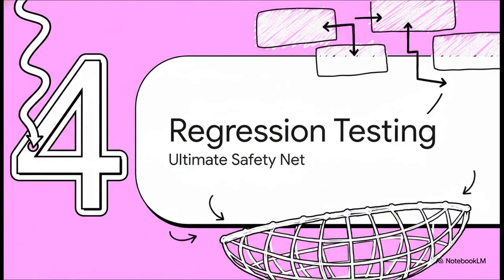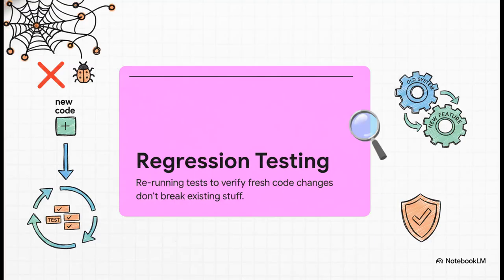Finally, Section 4, the power of regression testing. This is your ultimate safety net. Regression testing is what ensures your brilliant, brand new code doesn't magically resurrect old bugs that you already squashed months ago. Look, in software engineering, code is deeply interconnected.